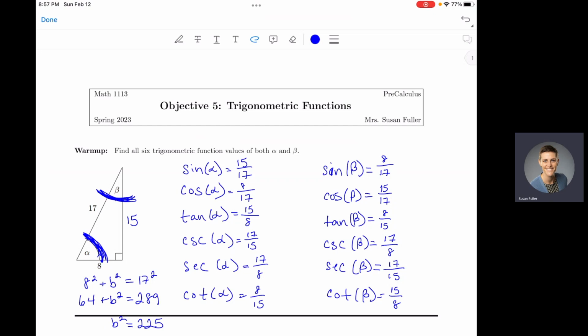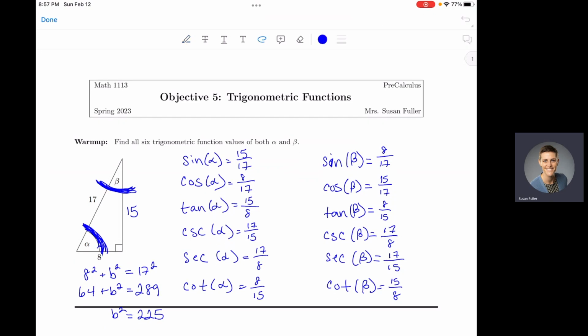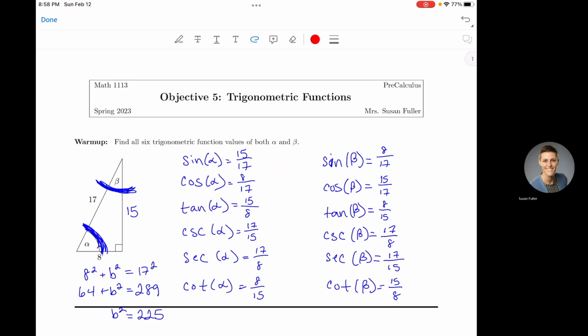Okay, great. So you may be asking yourself, why did she make us do all of this? We know how to take trig functions. Well, you're right, you do know how to take trig functions, and it's good practice just to run through these, but I also want you to notice some connections between the trig functions of two angles in the same triangle.